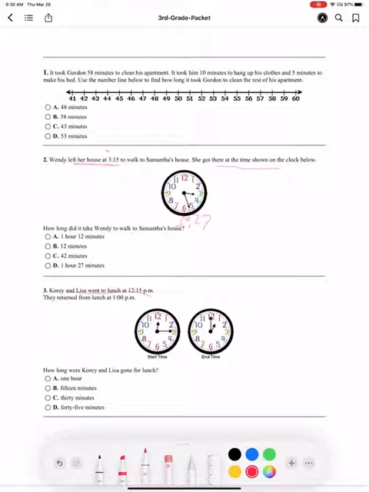Here's another one. Number 3 is more elapsed time. Went to lunch at 12:15, started right here, ended at 1 o'clock. Now my suggestion would be to simply count by 5s to go through this one. Okay? Pretty easy.